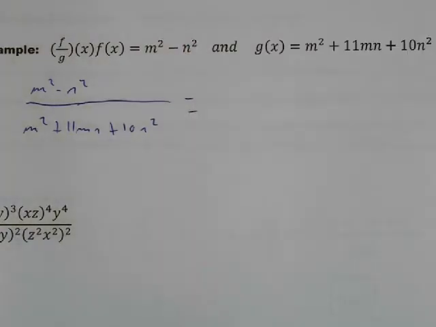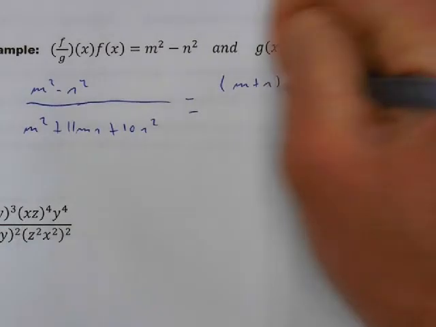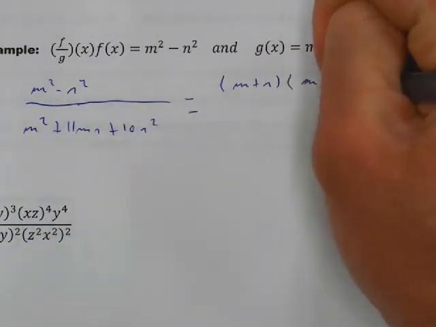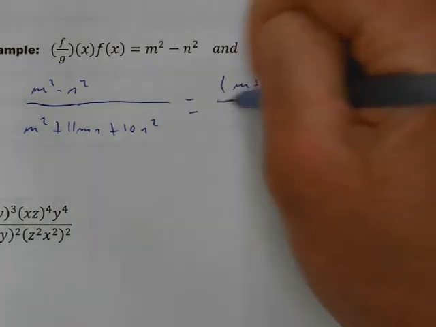Okay, so I want to factor top and bottom. Well, on top we've got a difference of two squares. Instead of a squared minus b squared, they just use different letters. But that's going to factor to m plus n times m minus n. Okay, sorry about my handwriting. M's and n's, they kind of look similar with me.